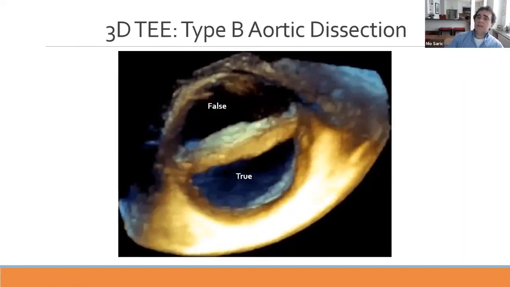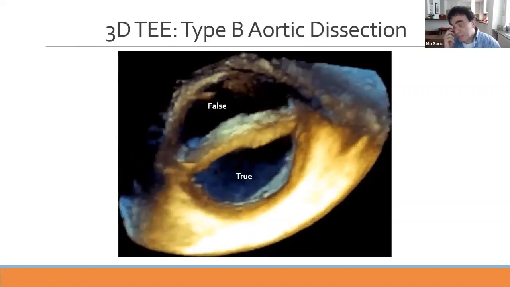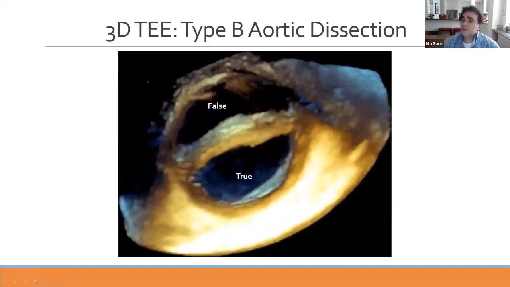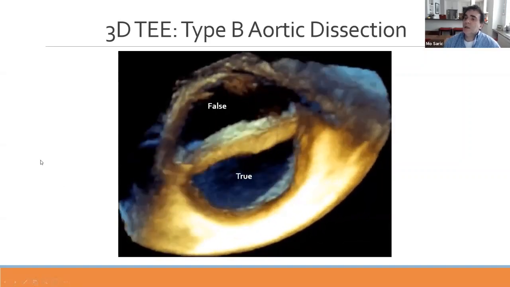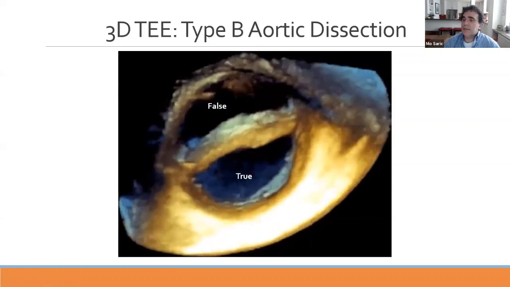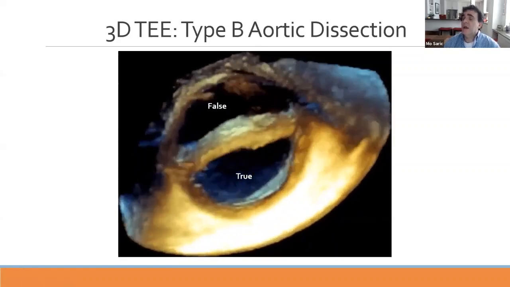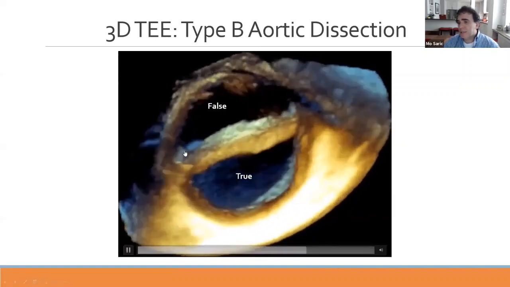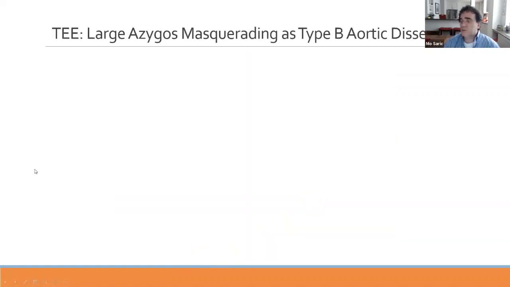What can we see on a 3D? Does 3D echocardiography help? It helps a bit. We can again show the false and true lumen, but it is not as useful. I don't find it as useful as another structure such as the mitral valve, for instance, or left atrial appendage. But again, here you can see that sharp edge that the false lumen creates toward the true lumen.